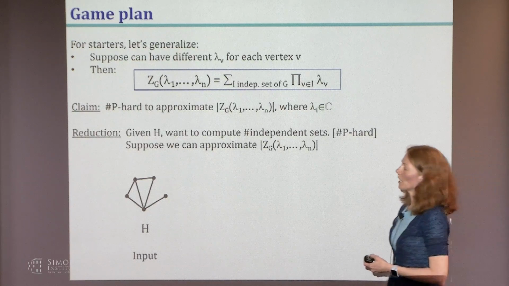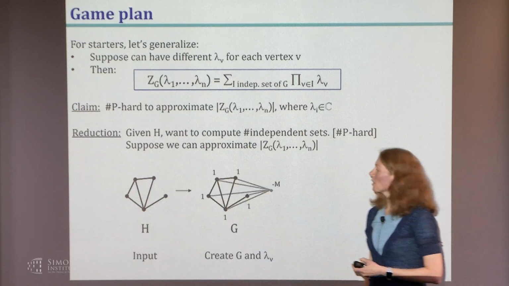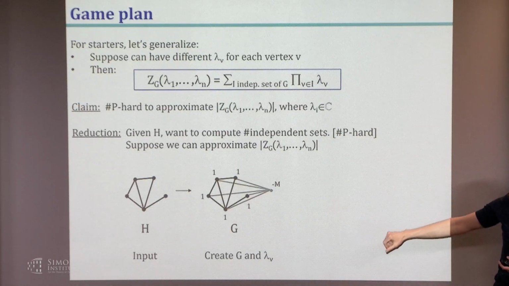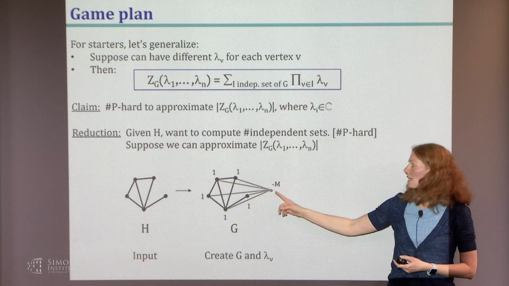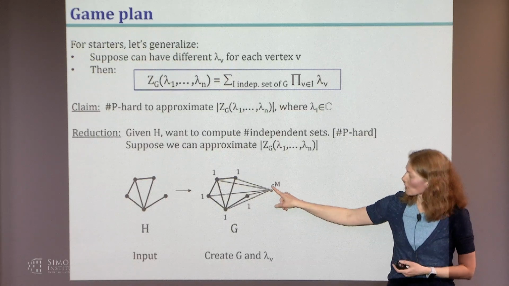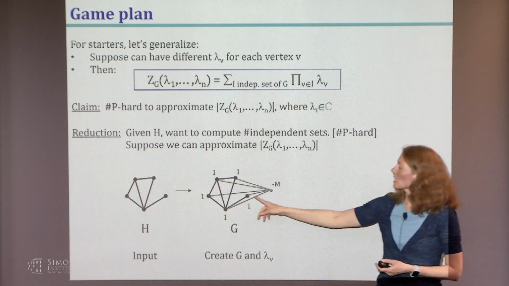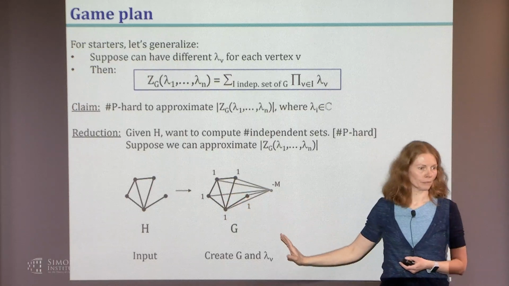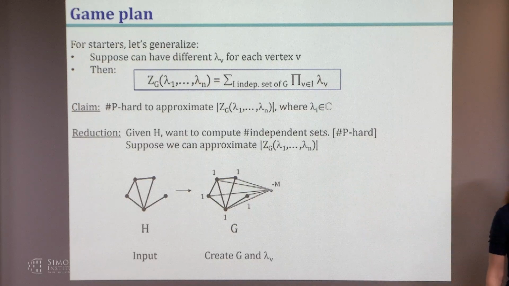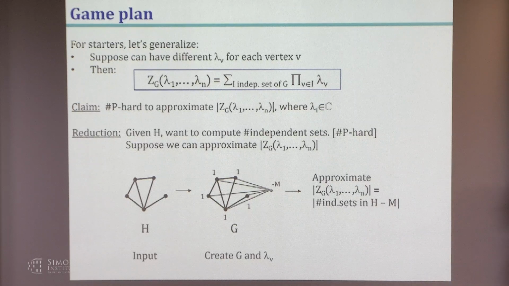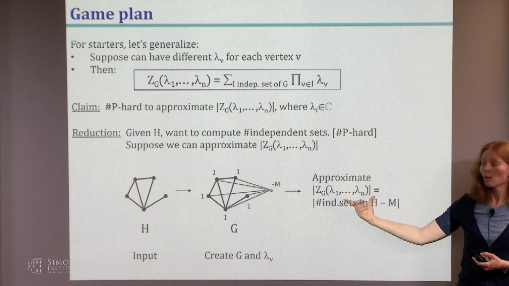This is the graph H that we are given, for which we want to compute the number of independent sets. We are going to transform it into a graph G by adding a new vertex, connecting it to everybody else, and setting the activity at this vertex to minus some value m. All of the other vertices are going to have activity 1. Okay? So now, what happens if we try to compute the multivariate independent set polynomial for this graph? We are going to approximate it, but what is it?